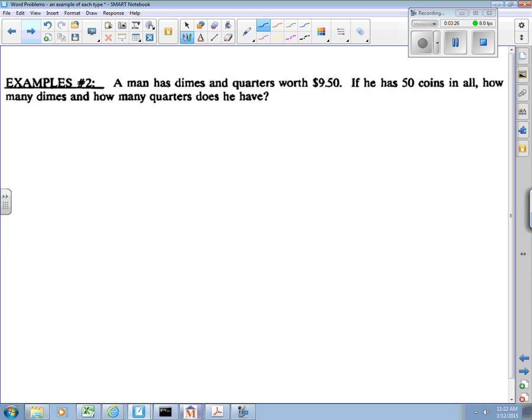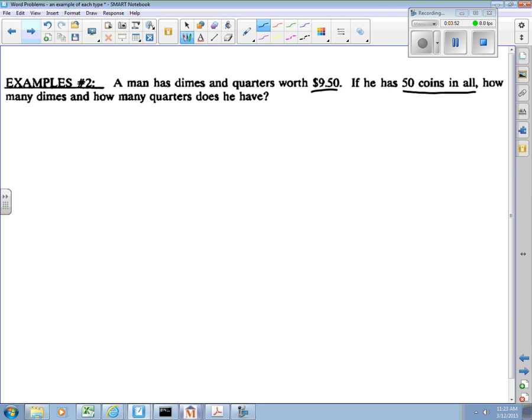Here's one that's a little more complicated. It's got an extra trick to it, but this trick happens in algebra in a lot more places than just number problems, so it's a good trick to know. A man has dimes and quarters worth $9.50. He has 50 coins in all. How many dimes and how many quarters does he have? It doesn't tell me how many of the 50 are dimes and quarters. So how do I figure out which one to go?